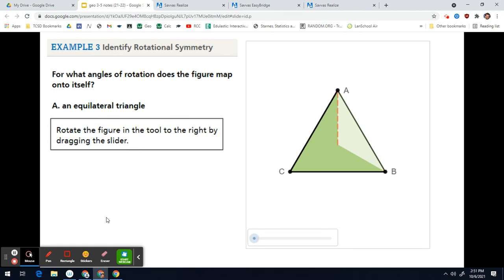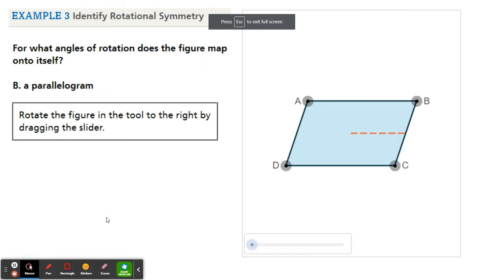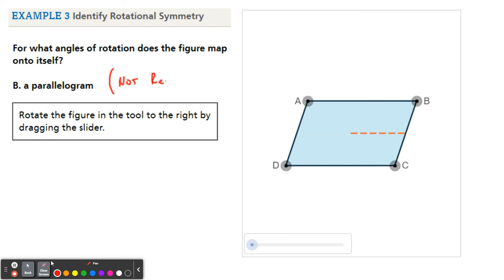Okay, next one. Last one on this video. So now what about a parallelogram, okay? Well, a parallelogram is not regular. So let's make that known right now. This is not regular. So it's not going to have perfect rotational symmetry, okay?